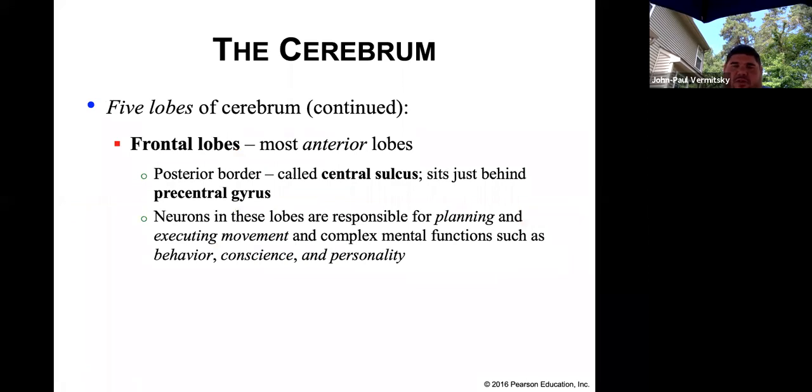So the frontal lobes are your most anterior lobes. The posterior border is called the central sulcus, and it sits behind the precentral gyrus. Neurons in these lobes are responsible for planning and executing movements, as well as complex mental functions such as behavior, consciousness, and personality.